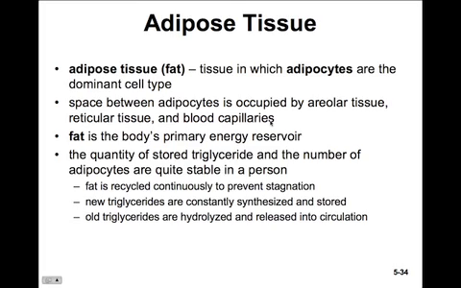The quantity of stored triglyceride and the number of adipocytes are quite stable in a person, as fat cells are not stimulated to divide after adulthood. They're just stimulated to become more full. Fat is recycled continuously to prevent stagnation, so older fat is used first and it's replaced by newer fat.